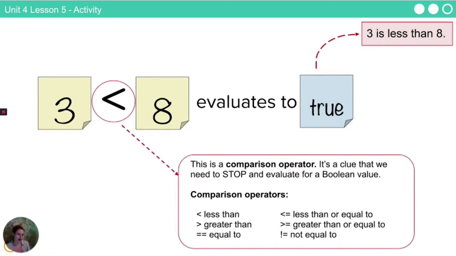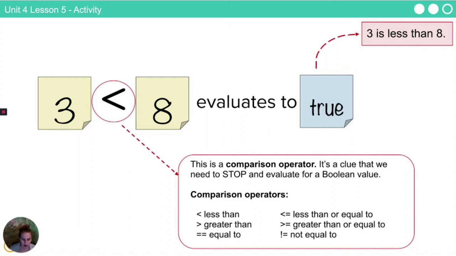And I want to pause here and take a moment and look at this comparison operator. It's a clue that we need to stop and evaluate for a Boolean value. So anytime I look at my code and I see an expression with one of these comparison operators, at the bottom of the screen you'll see 6 different versions, that tells me, pause, go ahead and evaluate this for a Boolean value, and then continue on working with our code. These are our different comparison operators, and the less than symbol is one of these. We also have others which you may or may not be familiar with. We have less than, greater than, those look pretty familiar.